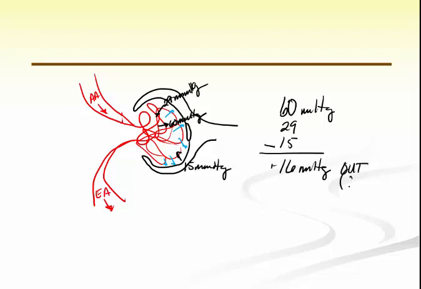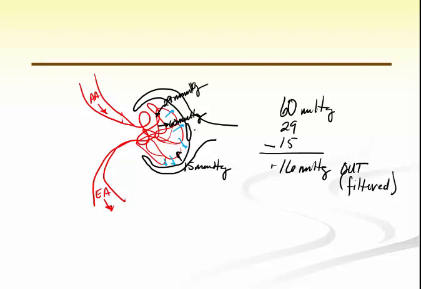You have 60 millimeters of mercury out. Since the other two are in, we're going to subtract them. So we're going to subtract 29 and 15, which is osmotic pressure and capsular pressure, from 60, which leaves us with 16 millimeters of mercury. That's a positive number, so that means out, and therefore filtration.